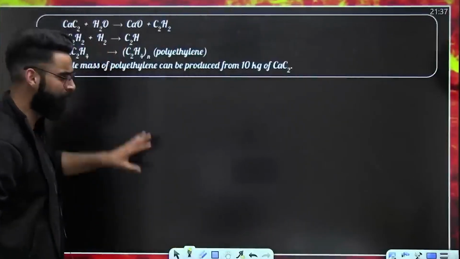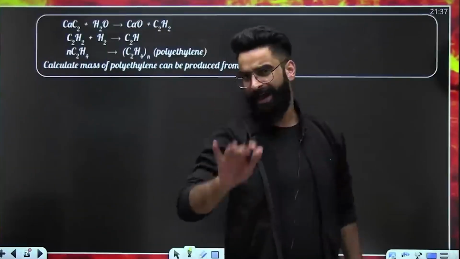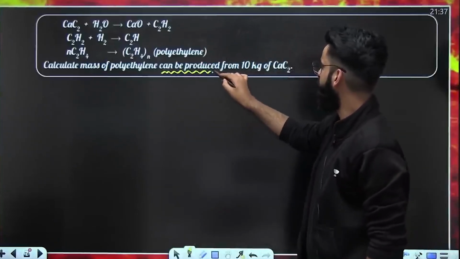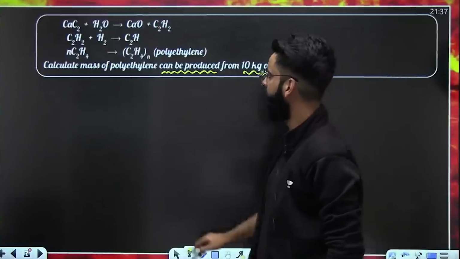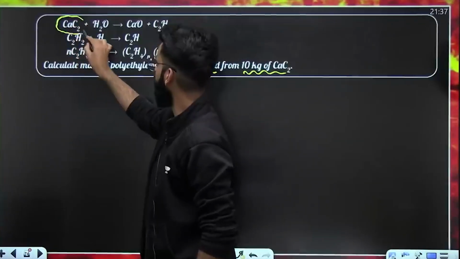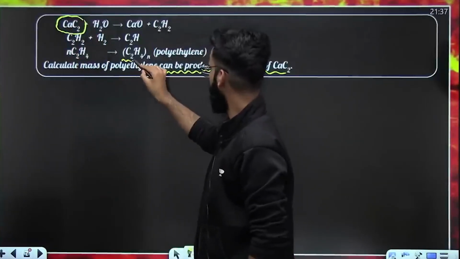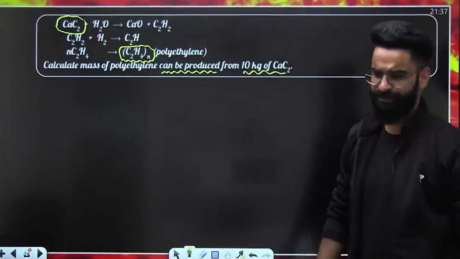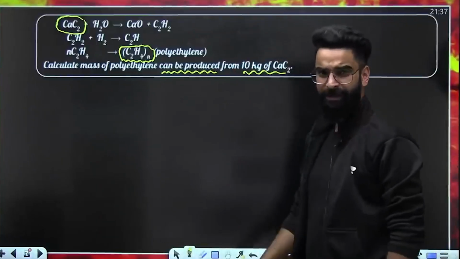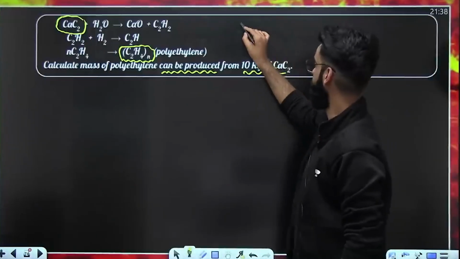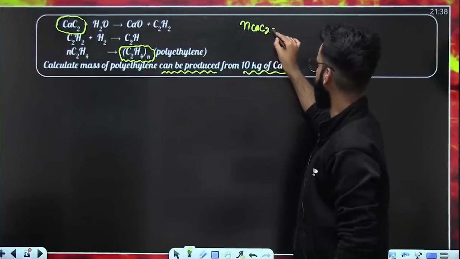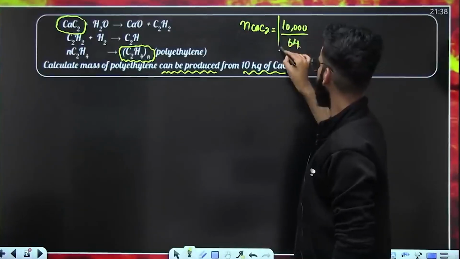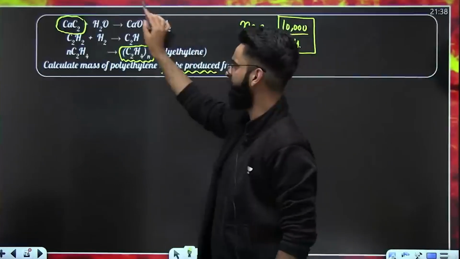Okay. One more question of a similar type. Calculate the mass of polyethylene that can be produced from 10 kg of calcium carbide. So you are starting with 10 kg of calcium carbide, and we have to calculate the mass of polyethylene being formed at the end of it. We are solving all the questions as per the mole method. So I'll be converting the given quantity into moles. Number of moles of CaC2 is equal to the given mass of calcium carbide in grams divided by its molar mass. So these many moles of CaC2 we have with which we are starting.